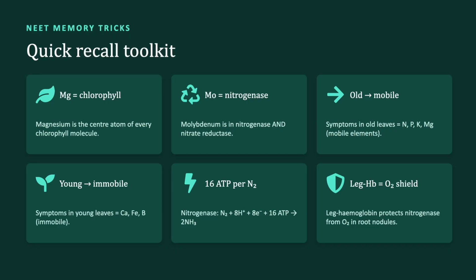Time to gather every trick into one card. Screenshot this. Magnesium is the center atom of chlorophyll. Molybdenum is in nitrogenase and nitrate reductase. Symptoms in old leaves means a mobile element: nitrogen, phosphorus, potassium, magnesium. Symptoms in young leaves means immobile element: calcium, iron, boron. Nitrogenase uses 16 ATP per nitrogen molecule and leg hemoglobin shields nitrogenase from oxygen in root nodule.